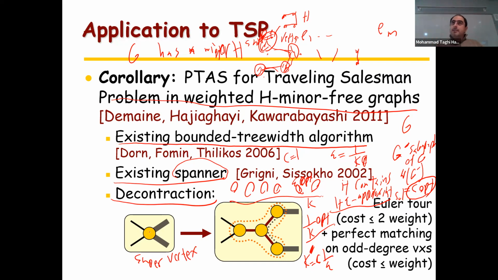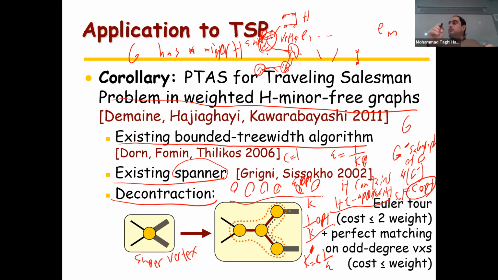This super vertex, I need to open it to get a TSP for the original graph. I know that when I open this vertex, it has a subtree inside. So these are the original vertices. This was the super vertex. These are the original vertices. Good.